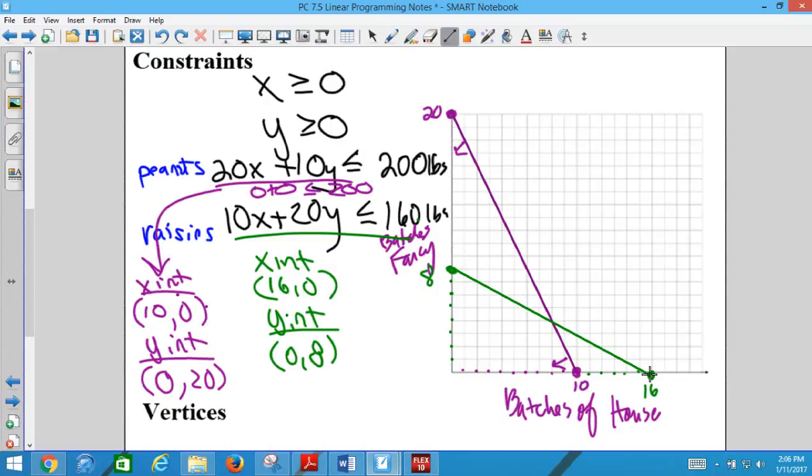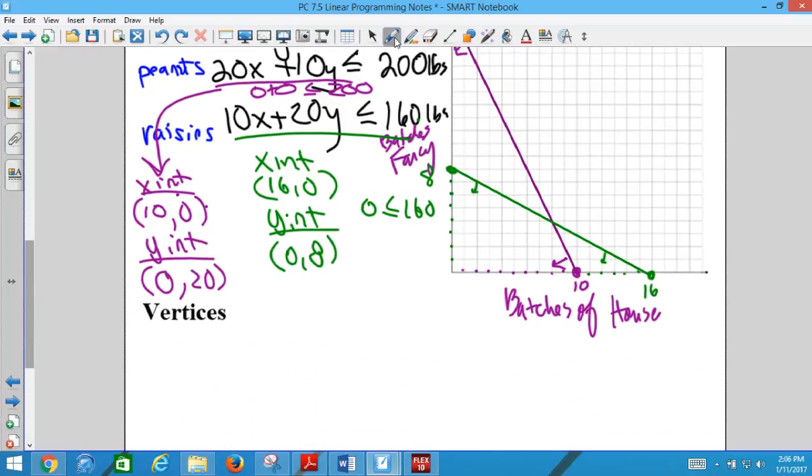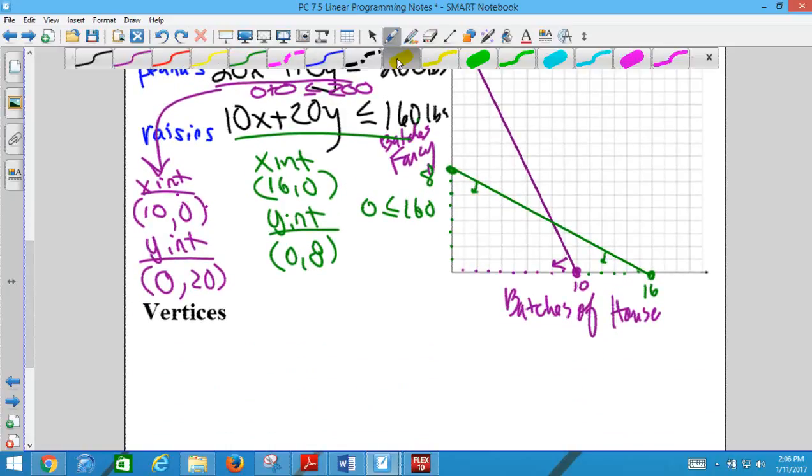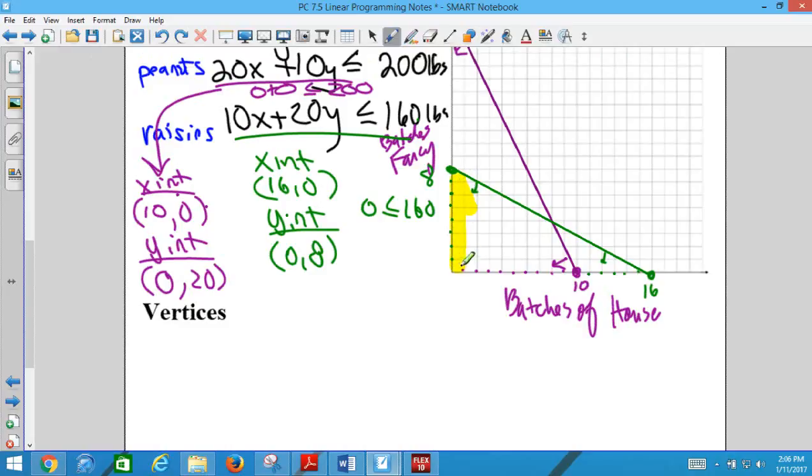All right, and then we figure out which side to shade. We test a point, test 0, 0. We get 0 less than or equal to 160, so that does shade the 0, 0. So we shade down. And then you've got to figure out where they overlap. So we've got a quadrilateral with 4 vertices.